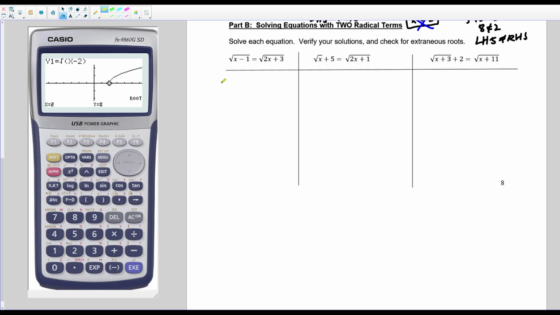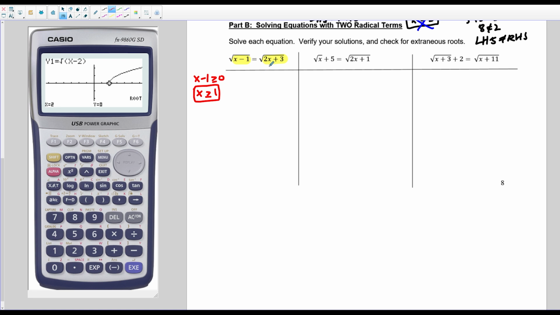Looking at some radical equations with two radicals in them, we're going to look at how our restrictions could potentially change just a little bit. So in this first example, we're going to start off with our restrictions. So from this guy right here, x minus 1, we have x minus 1 has to be greater than or equal to 0. Once we add 1 to both sides, we get x is greater than or equal to 1. So that's one restriction that we have.